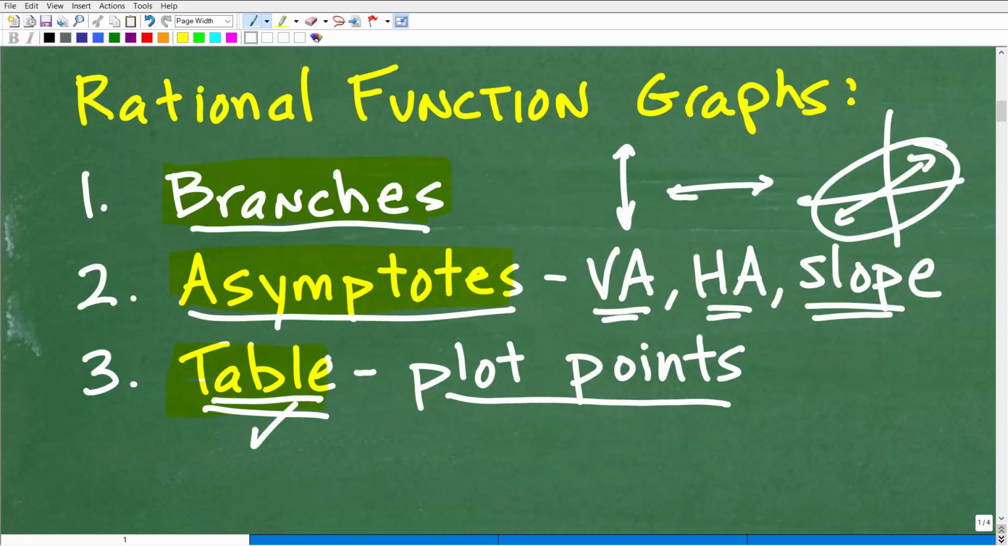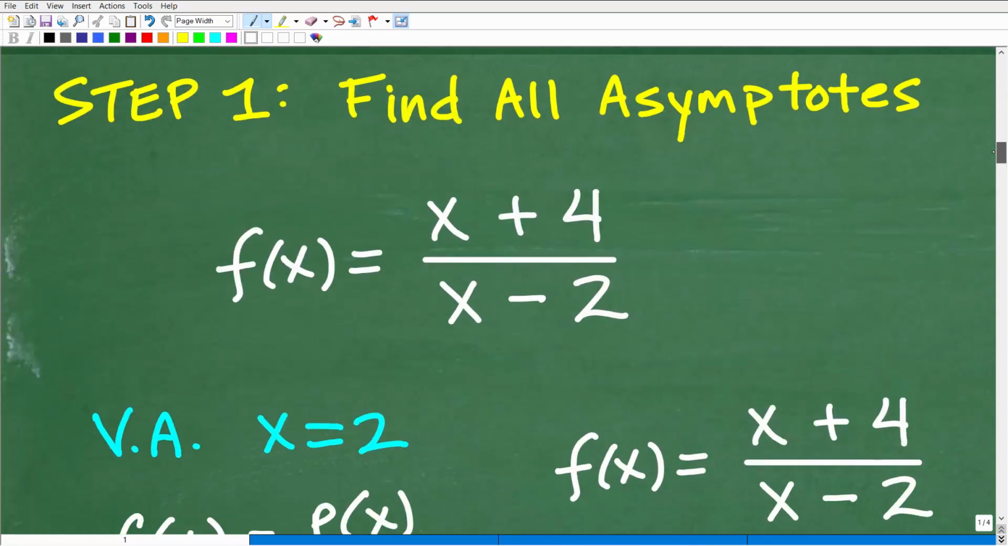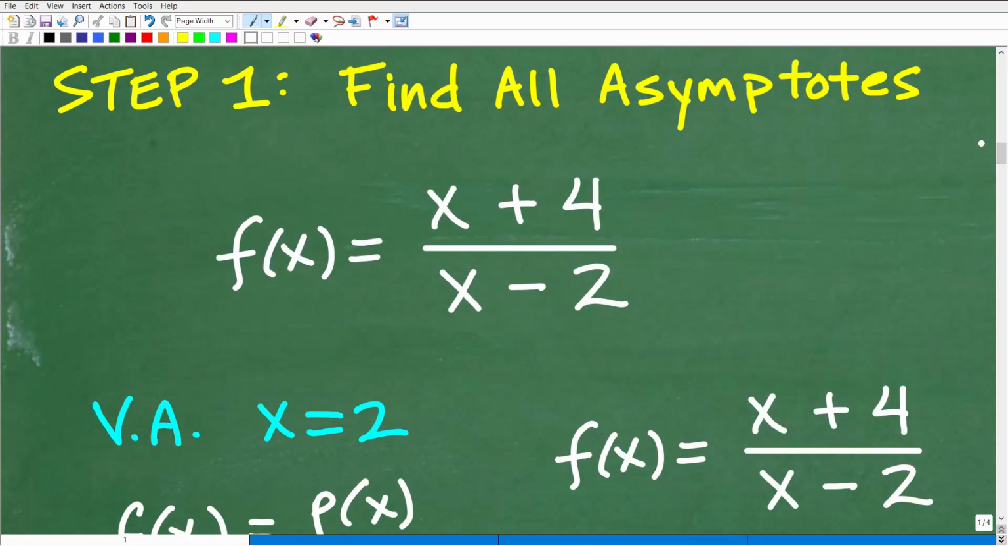So this is the general strategy in order to graph rational functions without the aid of a calculator. With all that stated, let's get into step one. Step one is we want to find the asymptotes. I'm going to put aside slope or angled asymptotes for this particular problem.